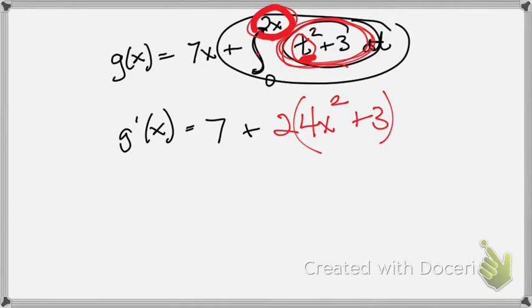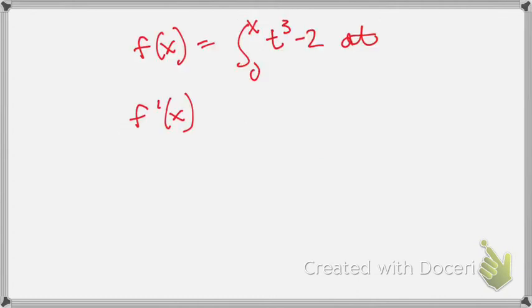Let me give you another similar one. Okay, if I asked for this derivative, the derivative and integral undo each other, you would just get x cubed minus 2 times the derivative of x, which is 1. Now, if you want me to show you why it is what it is, I'm going to show you again right now. But you do need to memorize this.